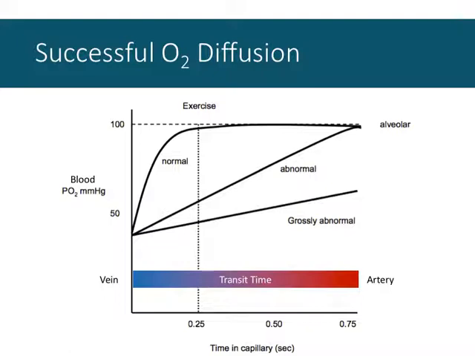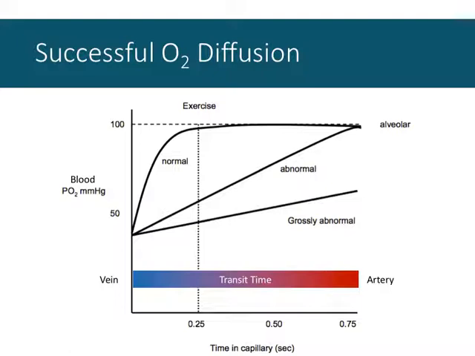To contrast resting loading, which is shown here, we have about 3/4 of a second where the red blood cell is in contact with the alveolus. During exercise, as the heart rate increases and cardiac output increases, blood flow through the capillaries also speeds up.